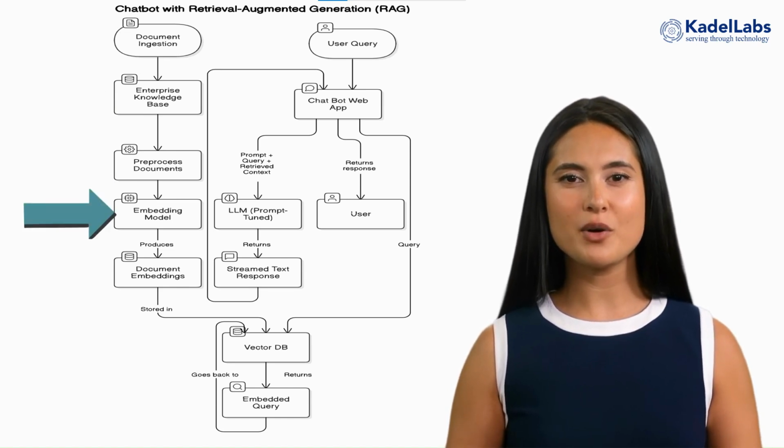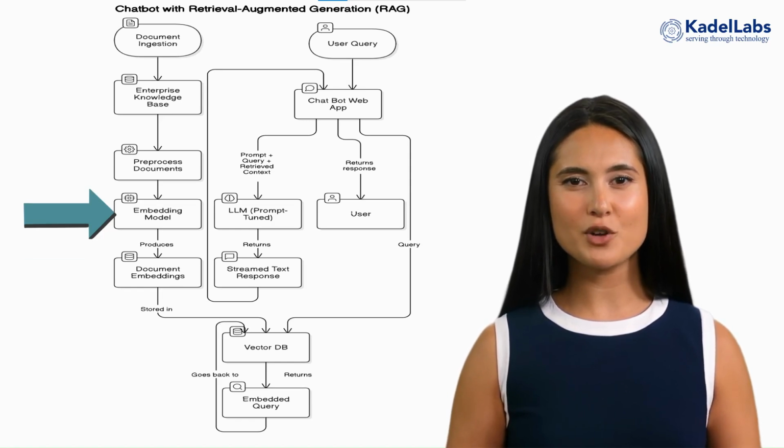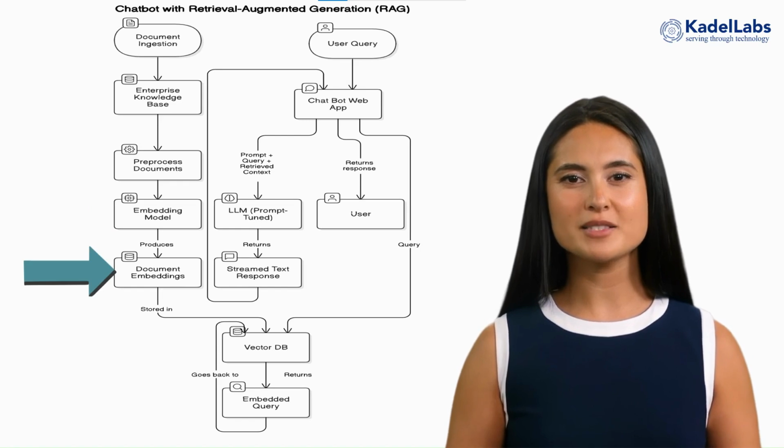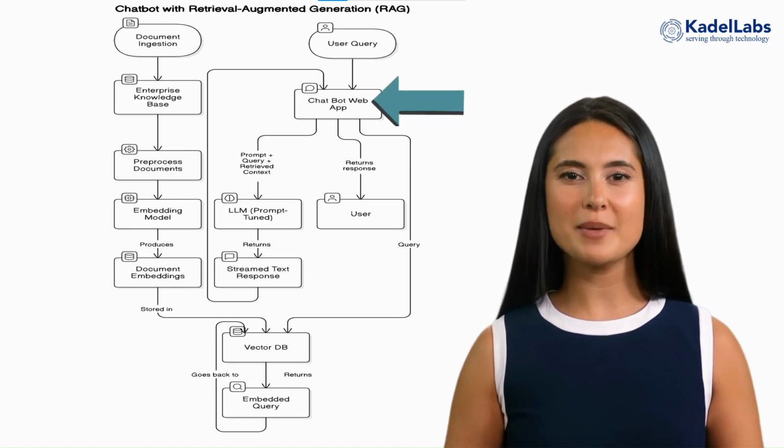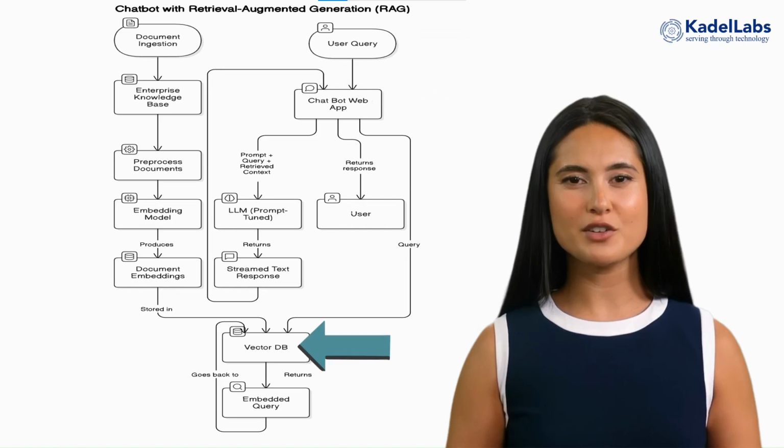The embedding model acts as a translator, converting text into numerical vectors for computer understanding. Document embeddings represent documents numerically, like unique digital fingerprints. User query is where someone asks a question about topics like policies or product specs. Chatbot web app is the interface where users interact with the system.